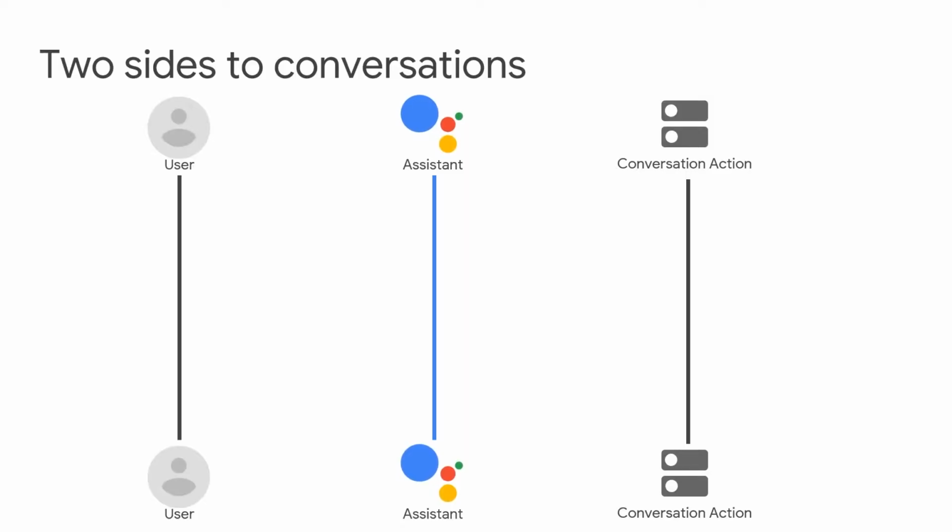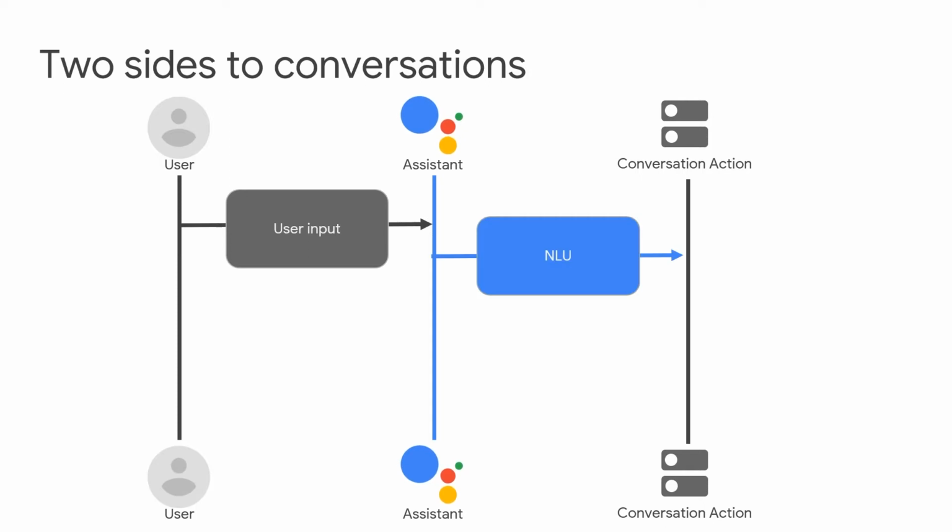Conversations are a back and forth, and we have a diagram of the user, the assistant, and your action. Here, the user provides the input to the query, and then the assistant processes that input and sends you that data. Then your action can process that, generate a prompt, and send it back to the assistant. And then the assistant delivers that to the user. So it's the same process as the diagram before, but now we're noting that Google could provide this additional NLU processing for you.